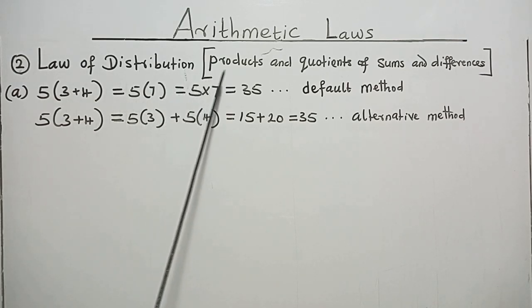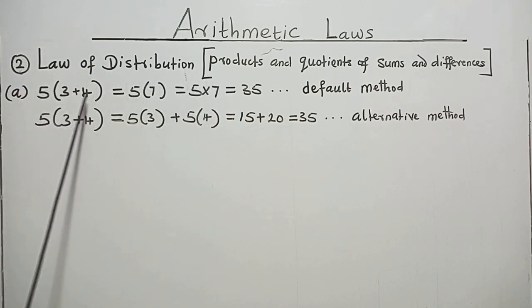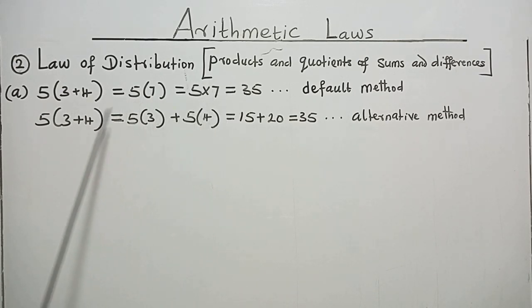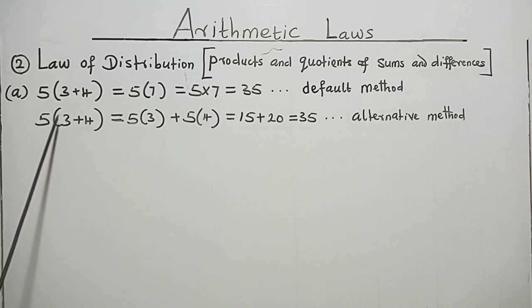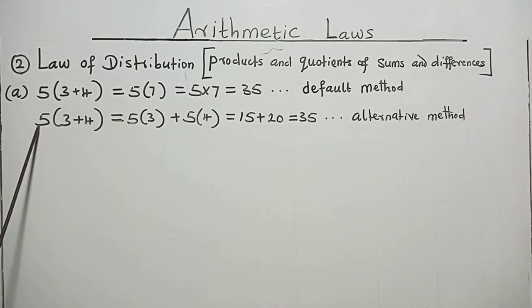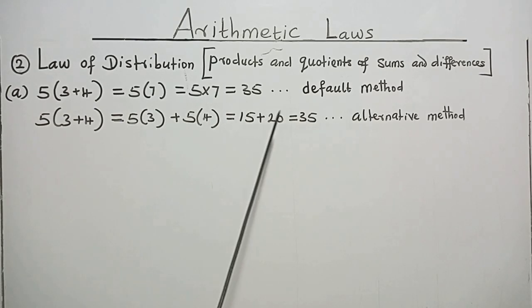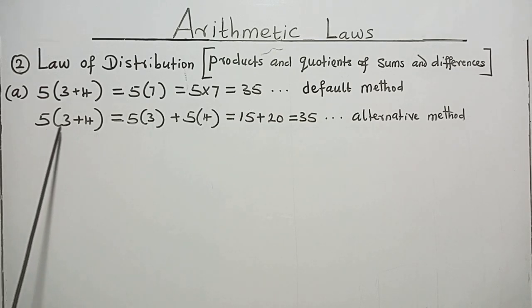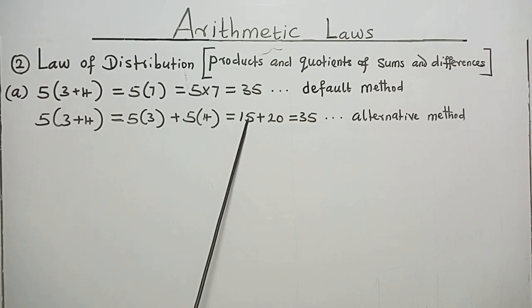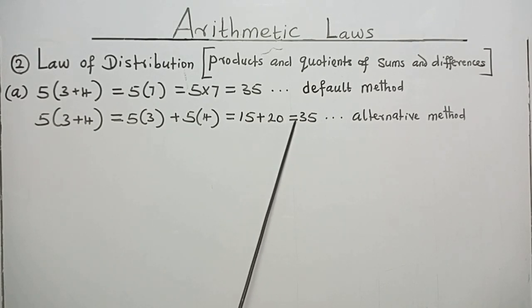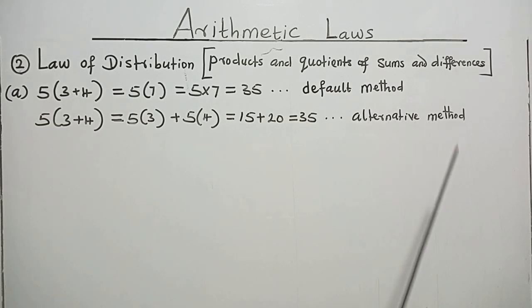First, by default, we got that 5 bracket 3 plus 4 is equal to 35. Then, alternatively, 5 times 3, see it here. 5 times 4, see it here. 5 times 3 is 15. 5 times 4 is 20. So this 5 bracket 3 plus 4 will now become 15 plus 20. The result is still 35. This answer, 35, came by default, and this answer, 35, came through the alternative method.